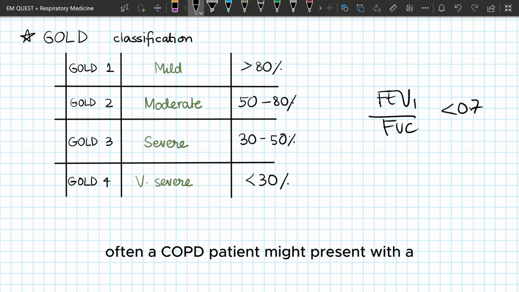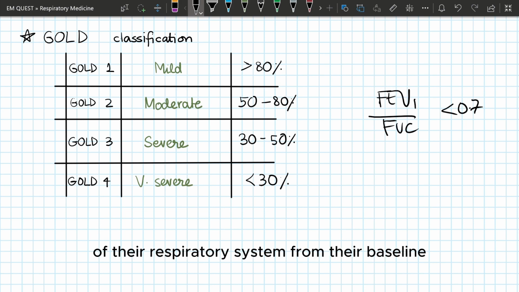Often a COPD patient might present with a COPD exacerbation, which is an acute worsening of their respiratory system from their baseline.